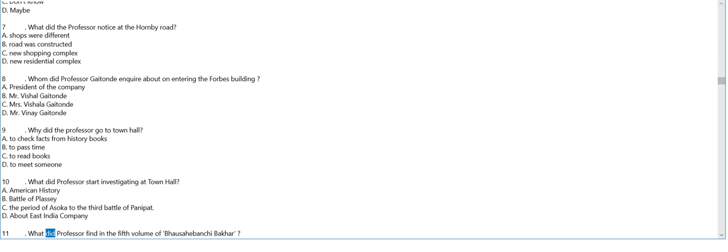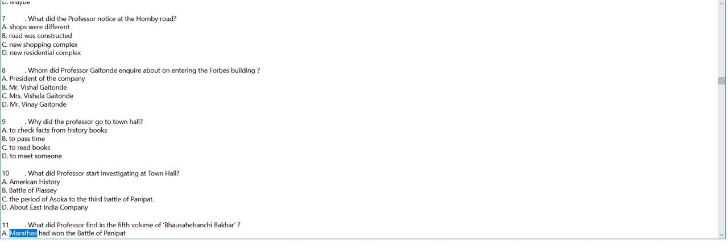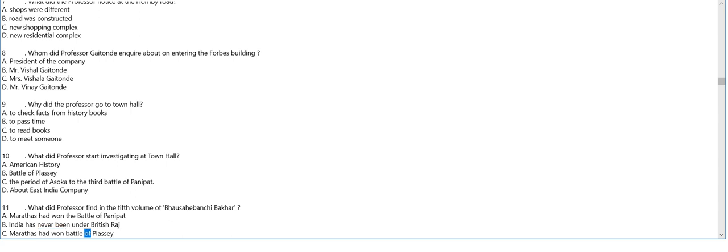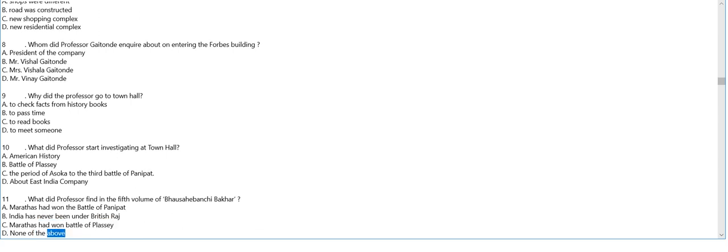11. What did Professor find in the 5th volume of Basi Banchi Bakar? A. Marathas had won the Battle of Panipat. B. India has never been under British Raj. C. Marathas had won Battle of Plassey. D. None of the above.